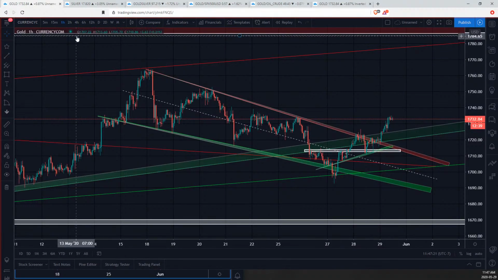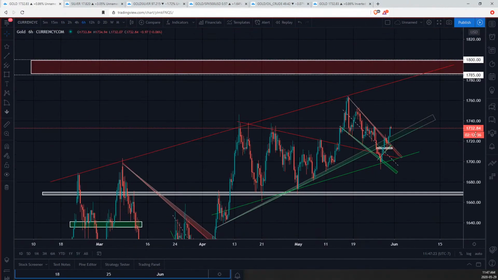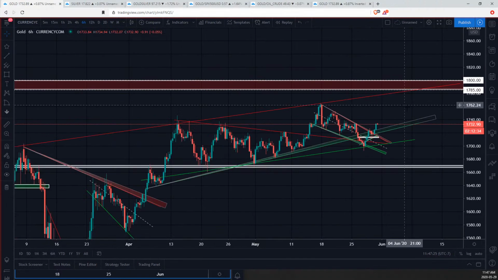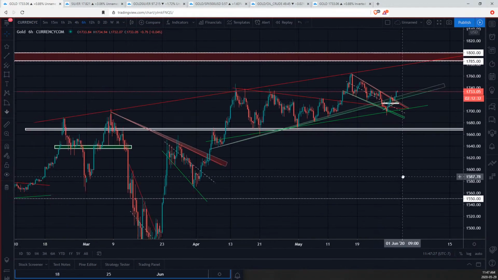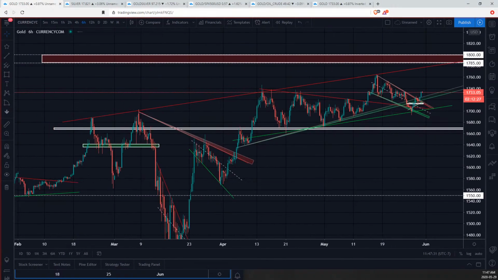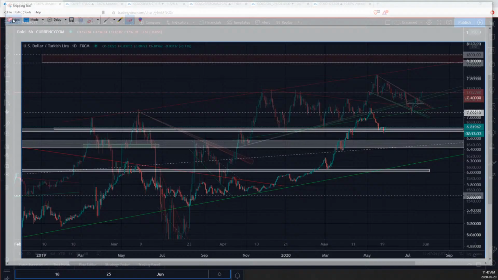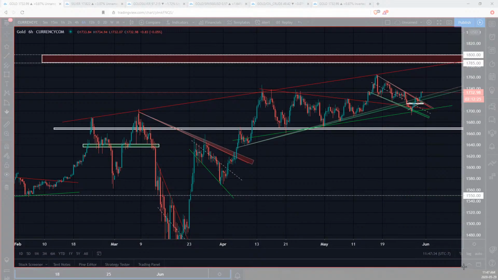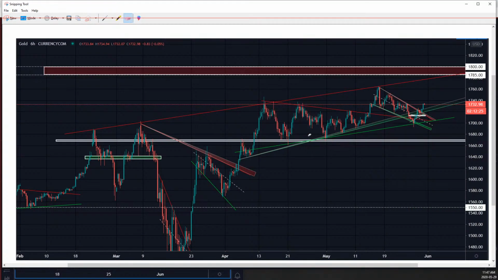All right, so this is gold. Let's go to the 6 hour here and discuss what we're currently seeing within the market. I think this is a good time frame to visually understand what happened. So gold was definitely looking a little bit weak because it did break that ascending zone right around here.